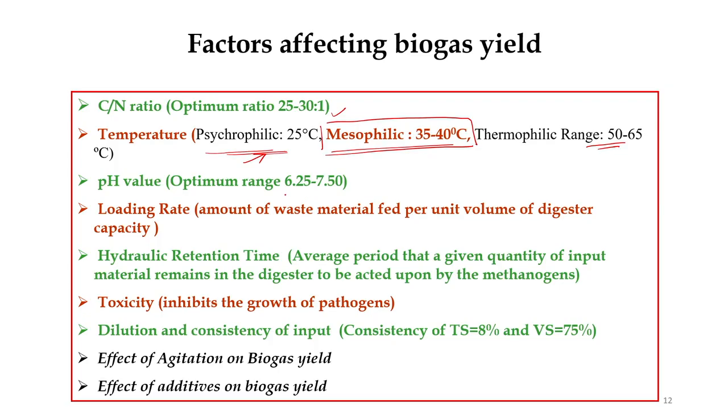And pH value is in the range of 6.25 to 7.50, which is in the range of neutrality. Loading rate is also important, which is defined as the amount of waste material fed per unit volume of digester capacity. Hydraulic retention time we have already defined, which is nothing but the average period that a given quantity of input material remains in the digester to be acted upon by the methanogens. So mathematically we can write V by small v, which will be in days.